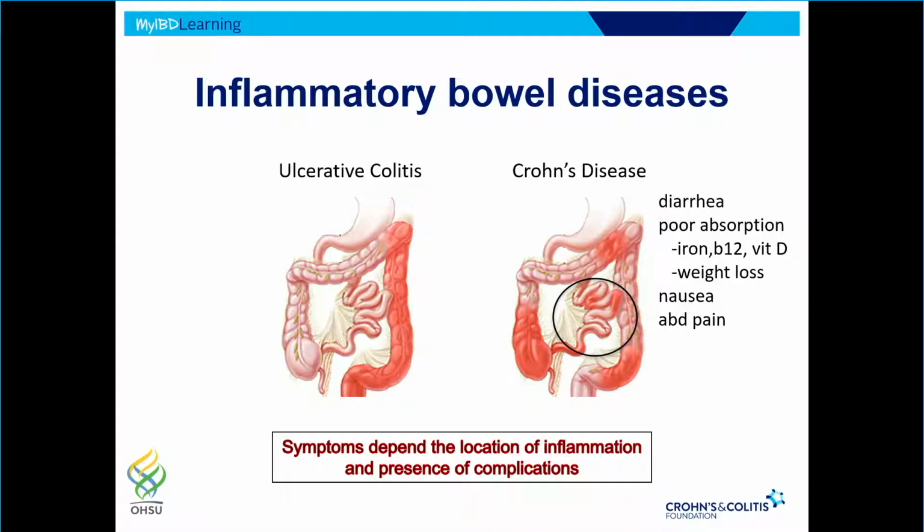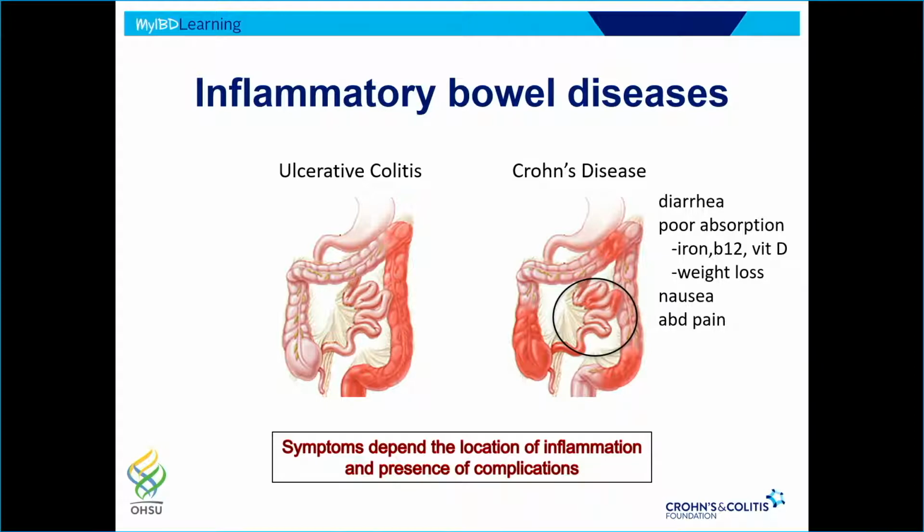Again, patients may have weight loss because the body is using a lot of its energy to create this inflammatory response, but they also may have weight loss because they're not absorbing things well in the small intestine. That's the major place where nutrients are absorbed. They may have nausea because the small intestine is inflamed. And again, they may have abdominal pain, and abdominal pain tends to be a more common component of Crohn's disease than it is of ulcerative colitis.